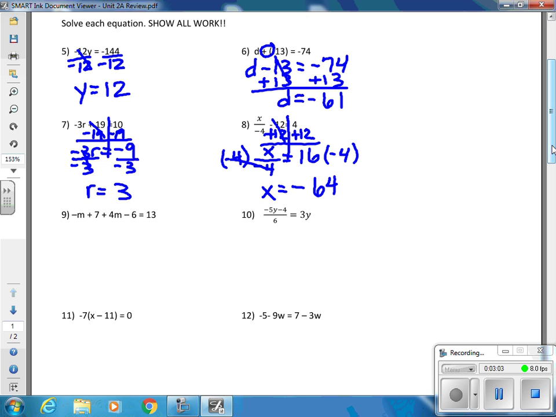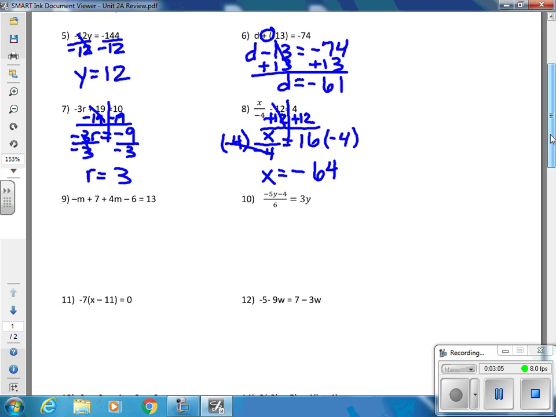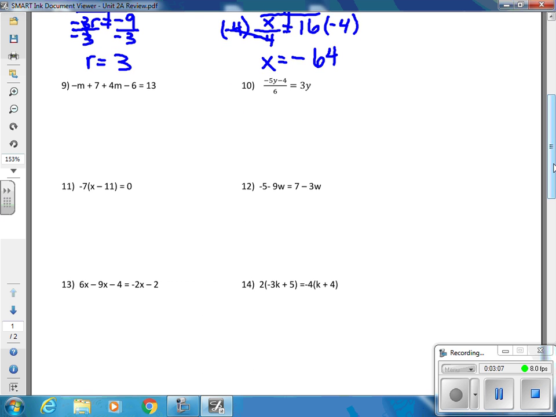All right, for 9 through 14, you're going to see multi-step and variables on both sides. Right, so this is where the big bulk of our unit has come from and where we've been practicing the most lately. All right, so for number 9, there is no distributing, so then you look for combining. I see some things I can combine together, so let's go ahead and do that.